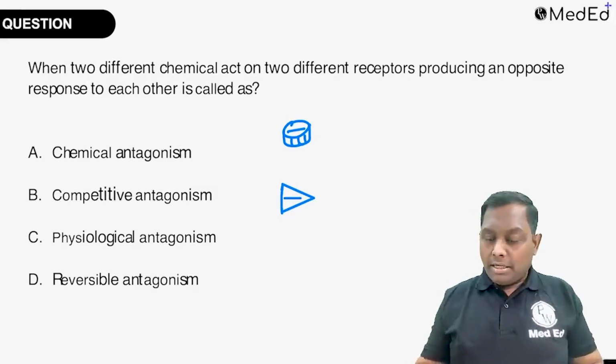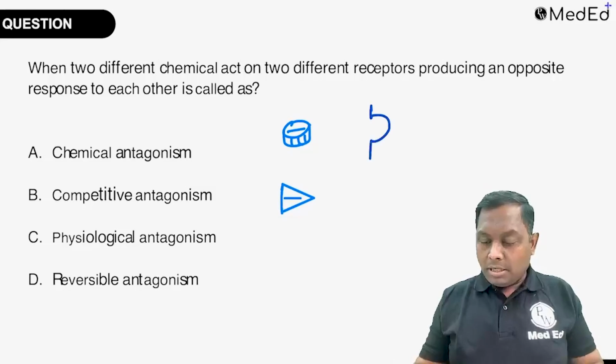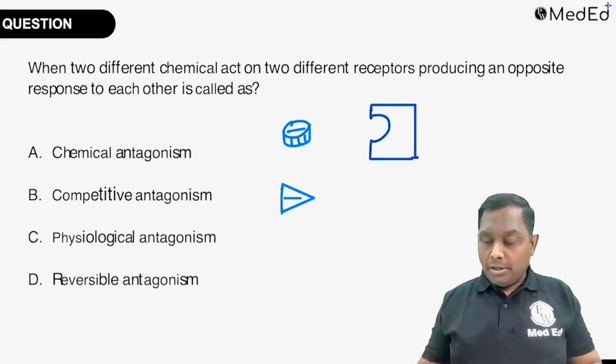एक drug number 1 हो गया and this is going to be drug number 2 and they will be working on their specific receptors. So drug number 1 is, let's say, going to work on receptor number 1 and drug number 2, let's say, is going to work on receptor number 2. ठीक है.